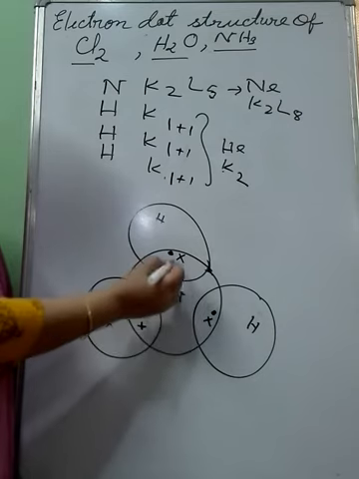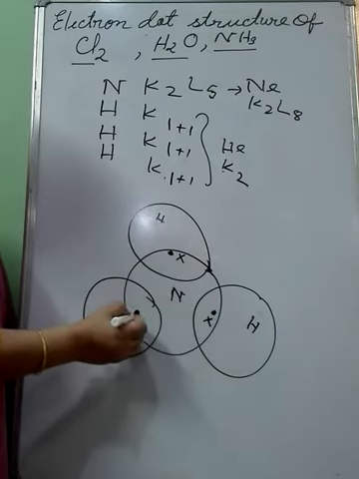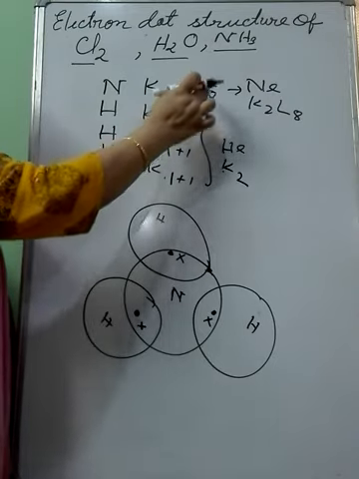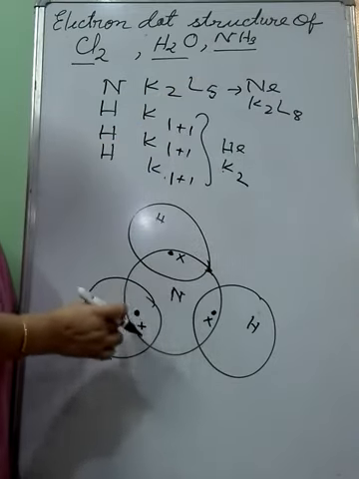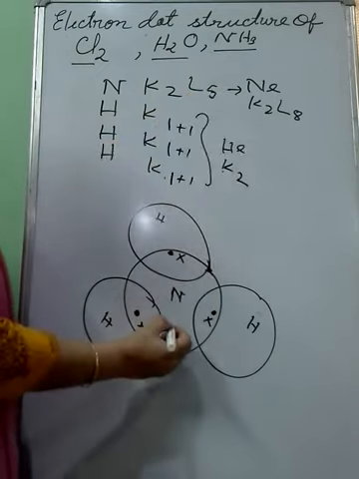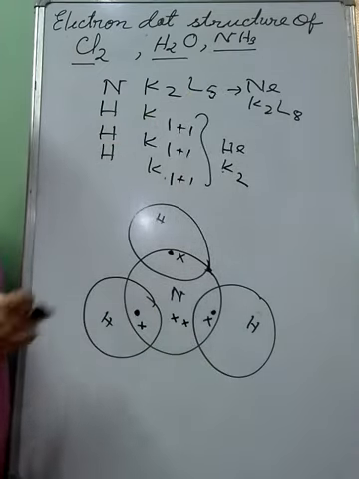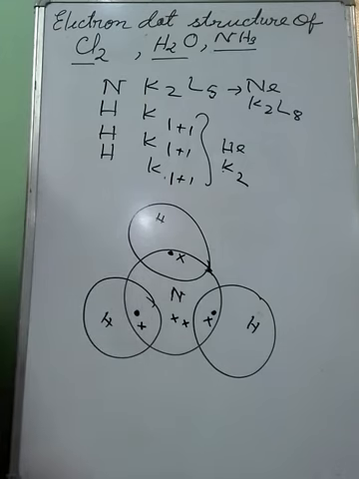So nitrogen, after giving these 3 electrons in the contribution of sharing with the 3 hydrogens, how many are left from this 5? 3 are given in the sharing with the hydrogen electrons. How many are left here? 2. These 2 I am showing in this non-overlapping region. So this is the dot structure for ammonia.